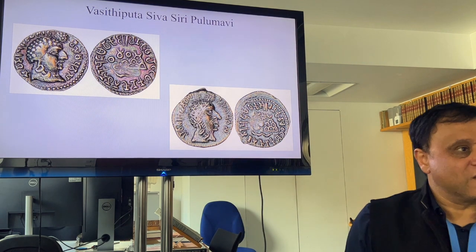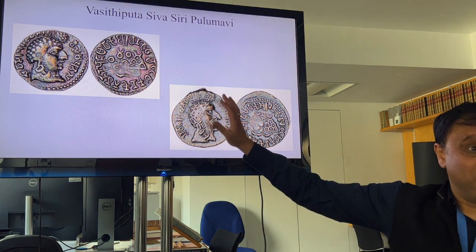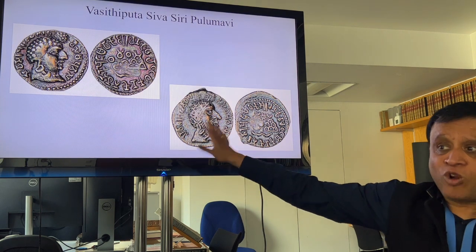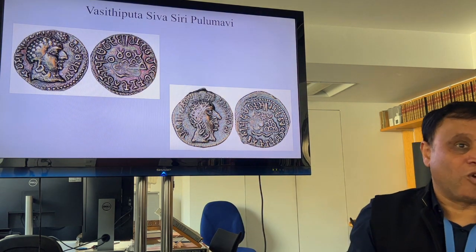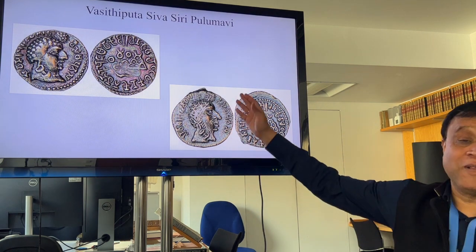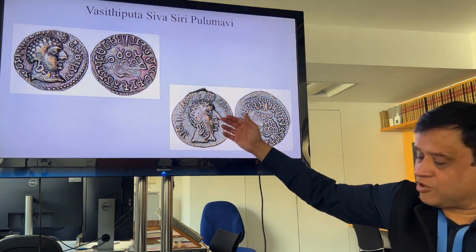That was his argument. However, the discovery of silver portrait coins made us absolutely aware that that was not the case, and Siva Siri Pulumavi was a separate ruler and distinct from Vasishtiputra Siri Pulumavi, probably his son. So that's the second ruler.